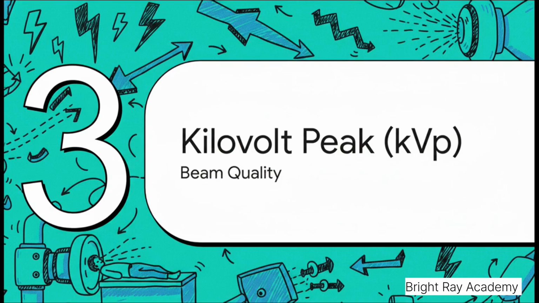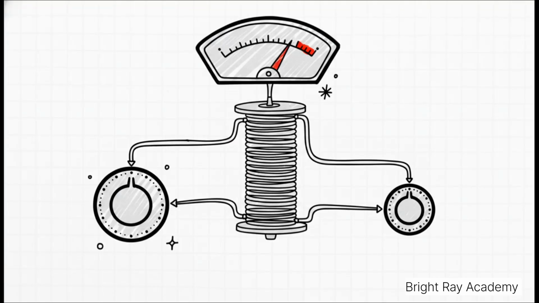All right, Section 3, Kilovolt Peak, beam quality. Whenever you select a kVp on your console, what you are actually doing is selecting a specific series of connections on that exact Autotransformer we just looked at. Fun fact, older systems literally had two physical knobs, major kVp and minor kVp. The major knob made these big jumps, and the minor knob lets you fine-tune the technique. Today, of course, it's largely digital, but the underlying physics are exactly the same.